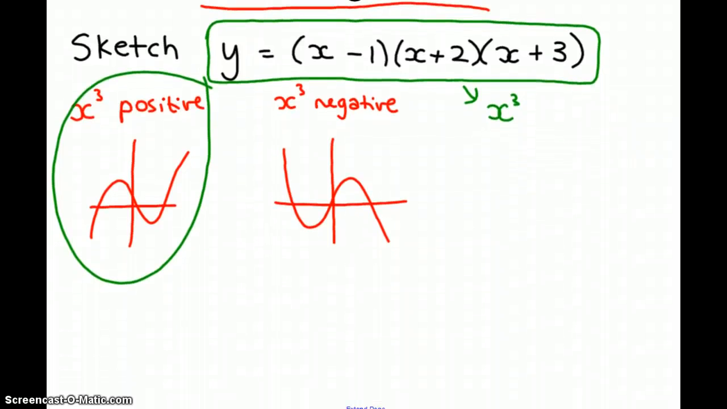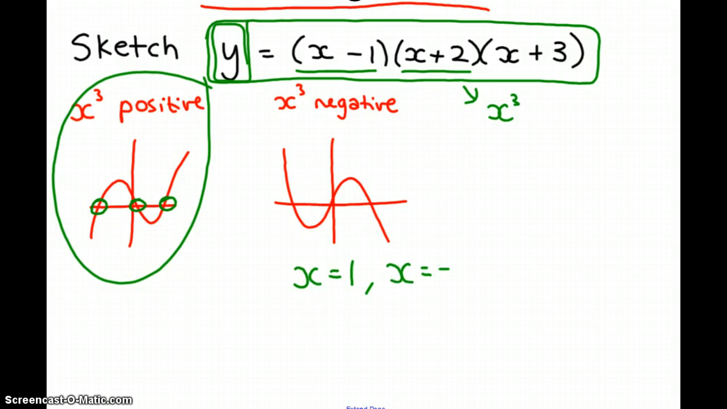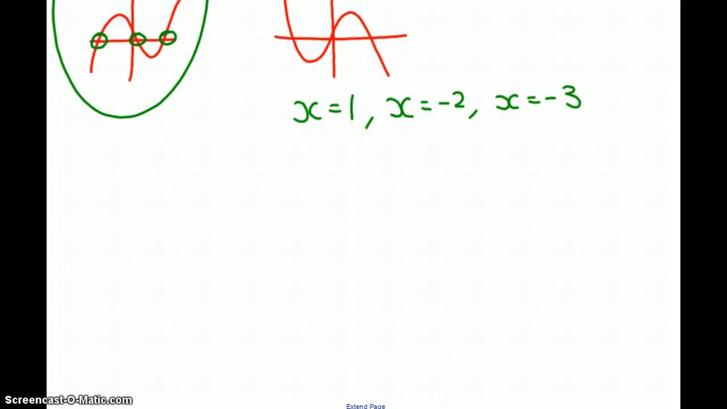If I want to see where it's going to cross the axes, you can see here that it's most of the time crossing in three places, and that is when y equals 0. So if we say what happens when y is 0, well then either this bracket, x minus 1, will be 0. That will give me x equals 1. This bracket, x plus 2, will be 0, which will give me x is minus 2. Or x plus 3 will be 0, which will give me x equals minus 3. So those are the 3 points that this graph is going to cross the axes.